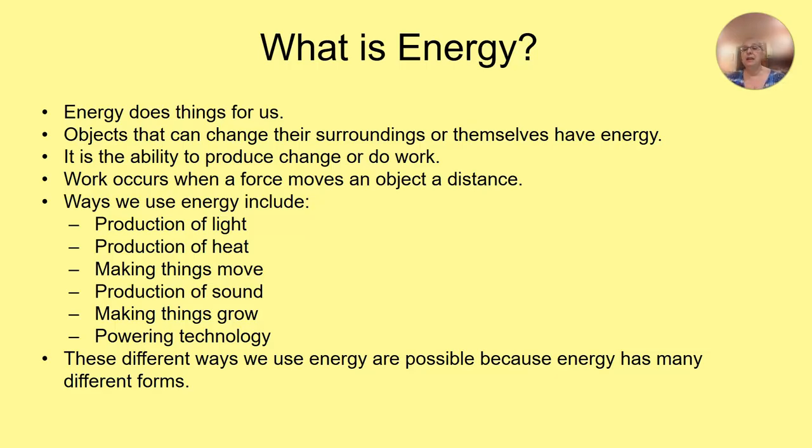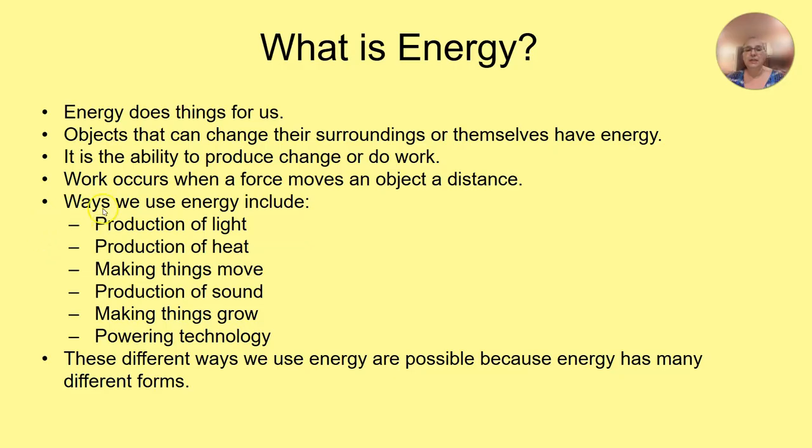We can use energy to make things grow. So using sunlight in terms of, say, photosynthesis, we use sunlight to create more parts of plants, and the plants grow by using sunlight through the process of photosynthesis. And we can also use energy to power technology. And we saw this when we looked at the Hubble and Webb telescope videos. They use energy to power the technology that they need in order to make the telescopes work.